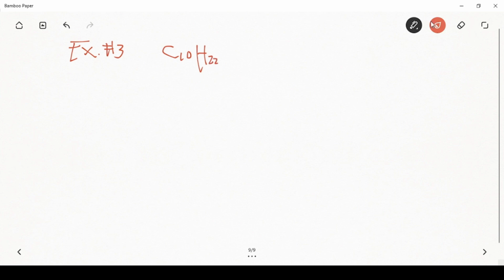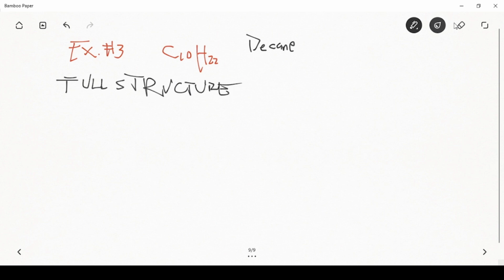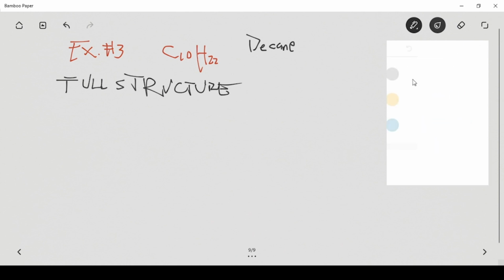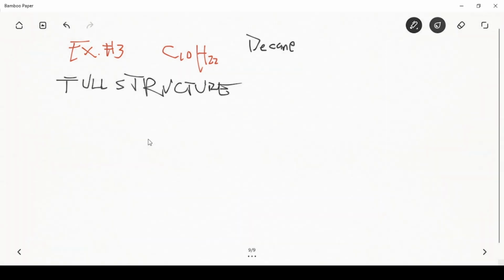C10H22. It is called decane. Okay, now in writing the full structure, you must write first the carbons. Okay, write first the carbons. Now, how many carbons are there in decane? So it is 10. So we must write 10 carbons here.